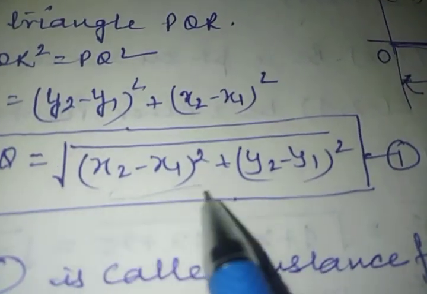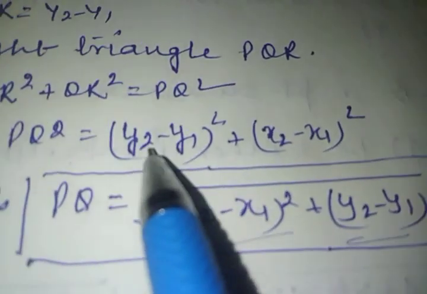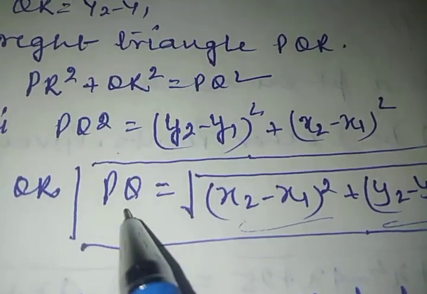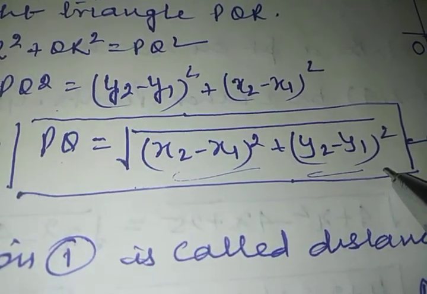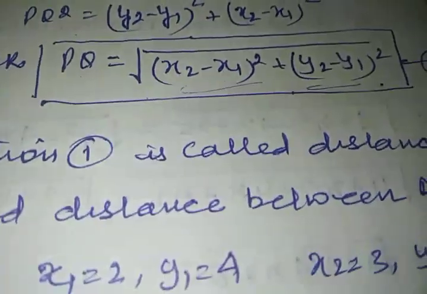So PQ will be under root of this. So this is called the distance formula, that is, the distance between the 2 points.